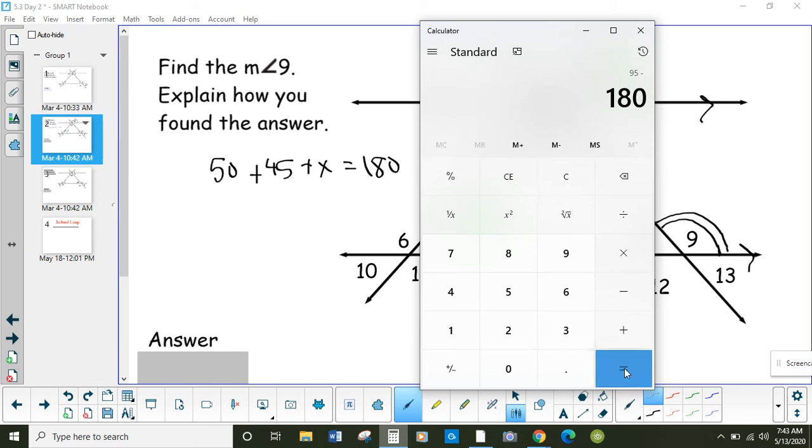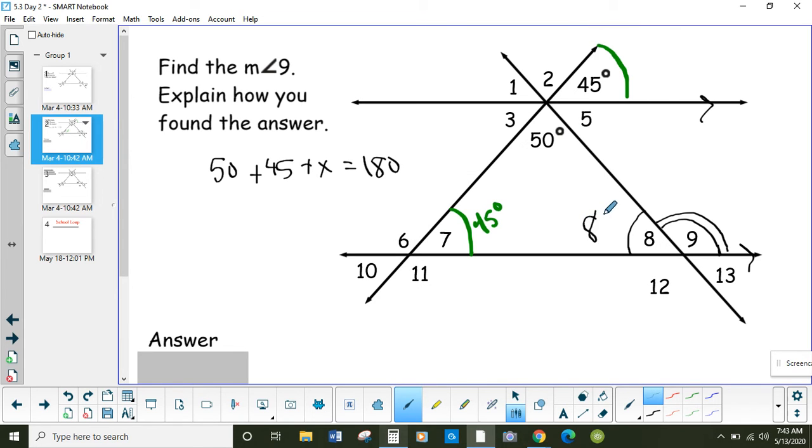I'm doing it in the wrong order, so I have the wrong sign. I'll just remember that has to be positive, which means this has to be 85 degrees. Right? All three add up to 180. That's got to be 85.